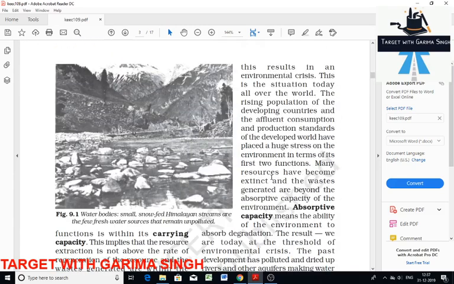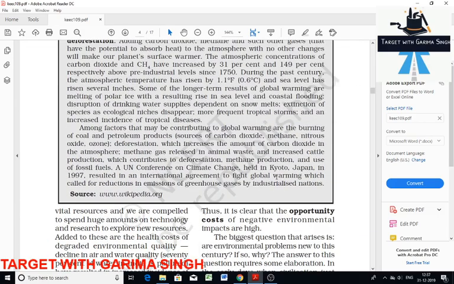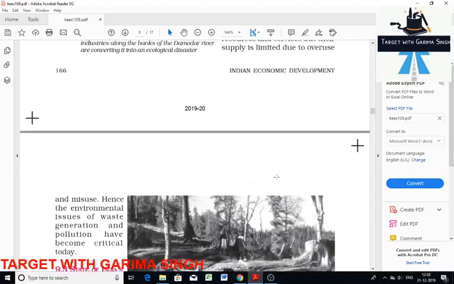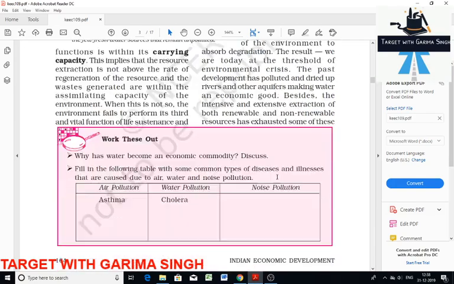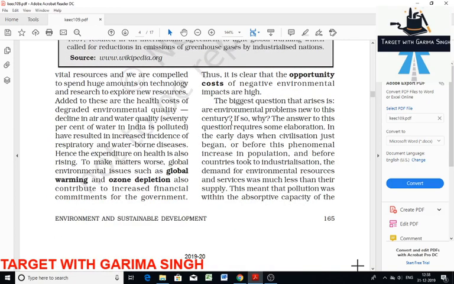Let's move on to the environment crisis. The environment is able to perform these functions without any interruption as long as the demand on these functions is within its carrying capacity. This means that if resource extraction is not above the rate of regeneration, the environment will continue to perform its functions.